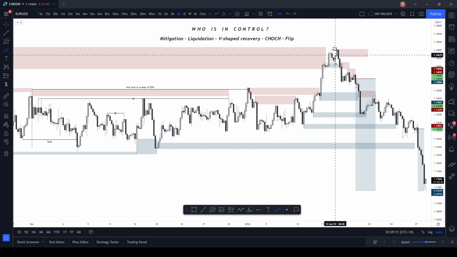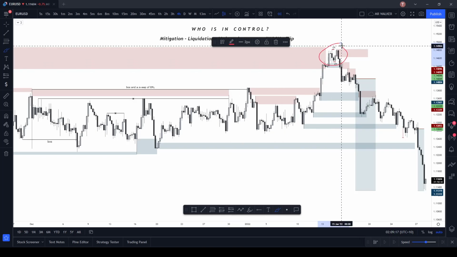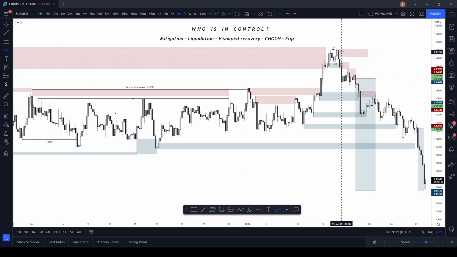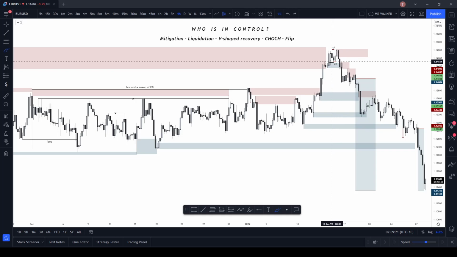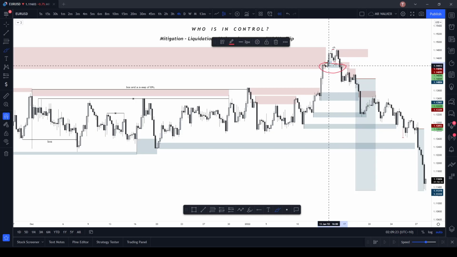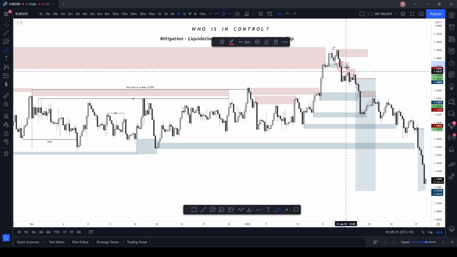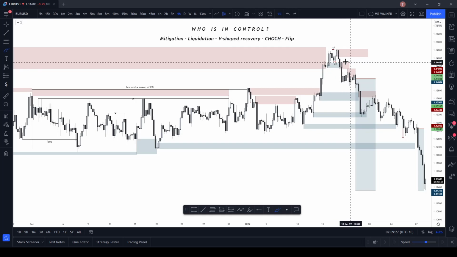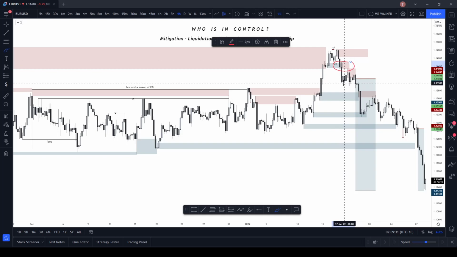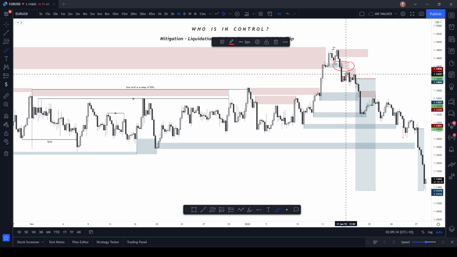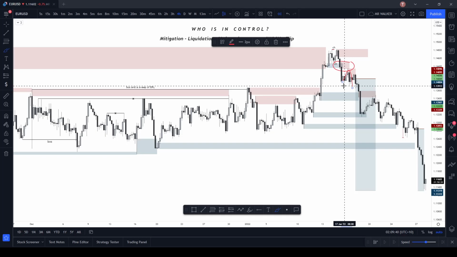Okay, so we get our chalk. I will not go to 15 minutes right now, but there is a 15-minute chalk in there. We then have this demand that gives reaction within these wicks, but then these wicks are actually hidden supply that take it out. And as you can see, the price has successfully come into that supply to mitigate it and then to continue higher, or lower. We have then a break of structure on 15 minutes, and then supply.